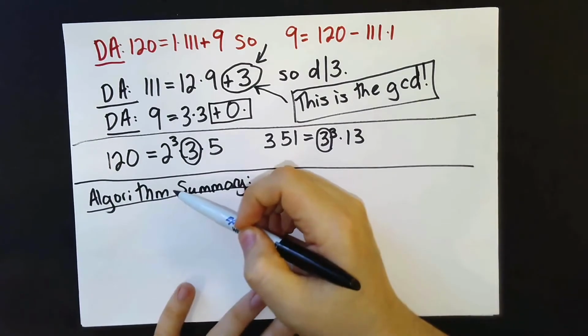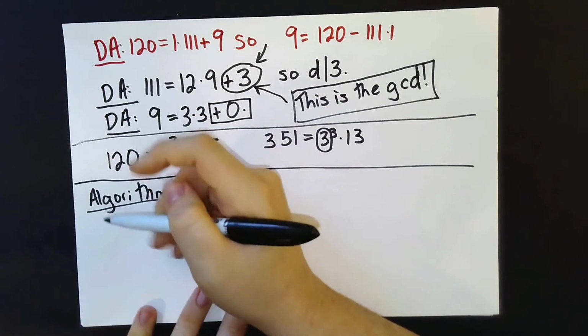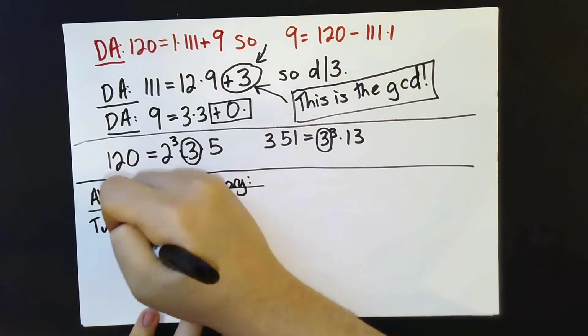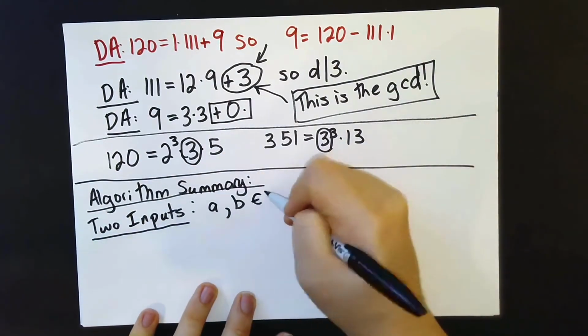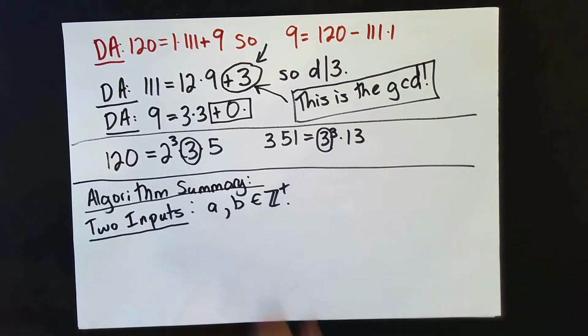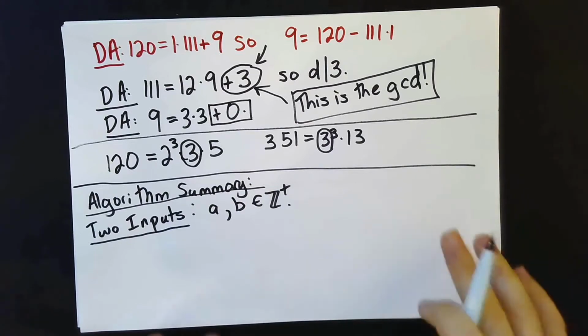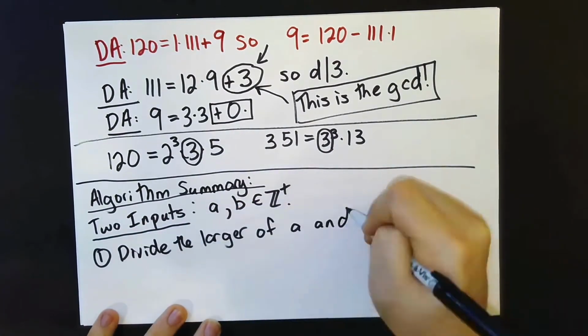Okay, so let's summarize this algorithm. If you think about this as a function in a programming language, how many inputs do we have? We have 2 inputs. Namely, I'm going to call them A and B, the 2 numbers whose GCD we want. Now, really, there's only one step to the Euclidean algorithm. It just happens to be a step we repeat over and over again, which is that we're going to divide the larger of A and B by the smaller of A and B.